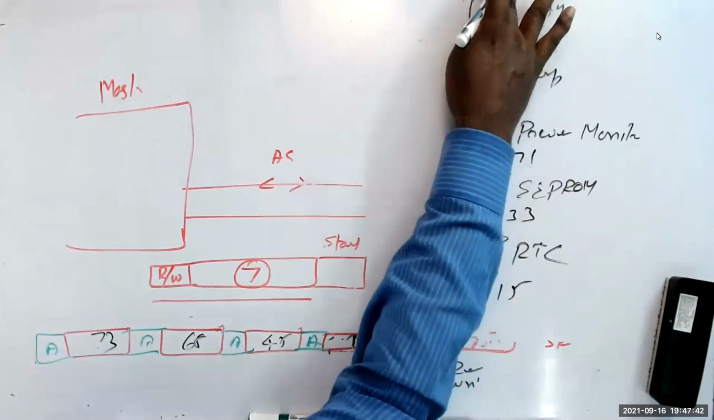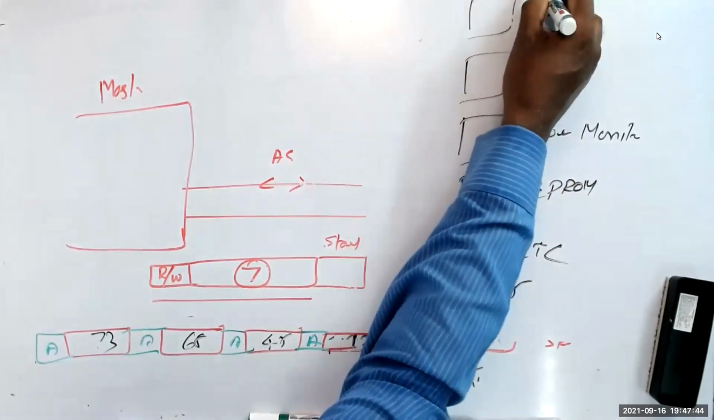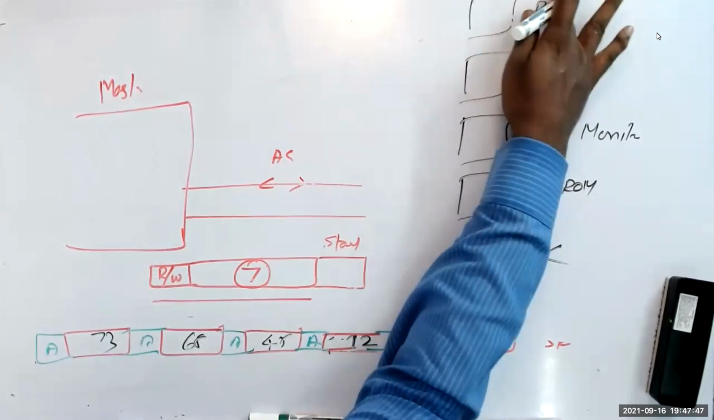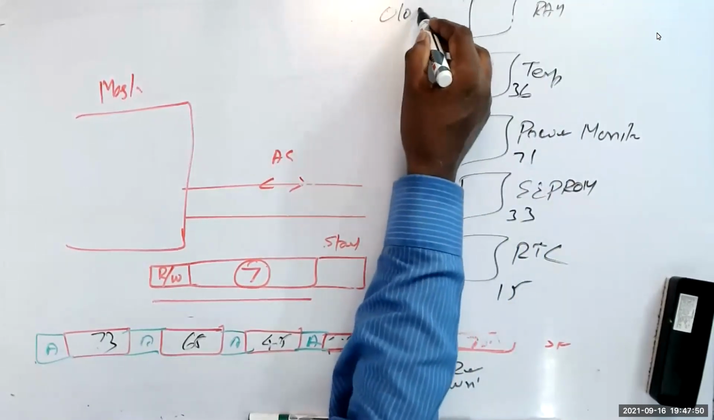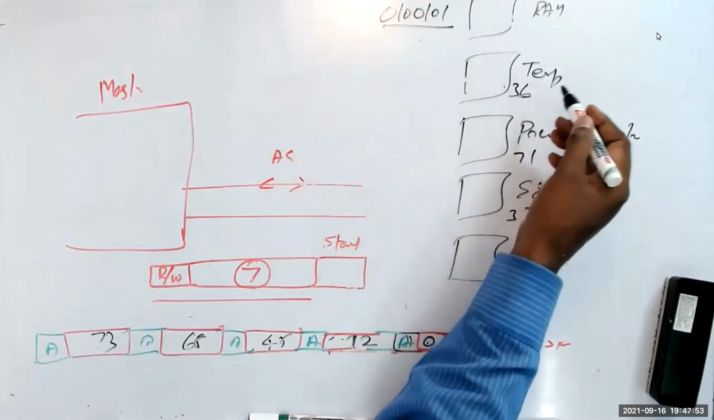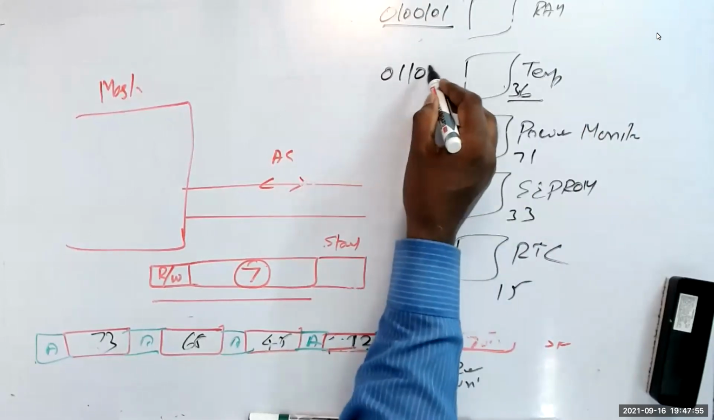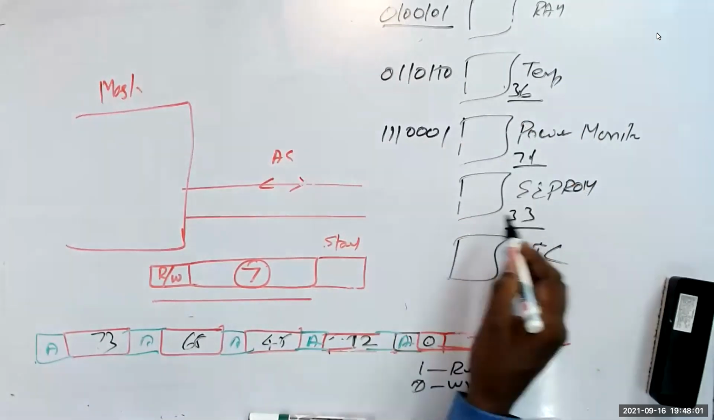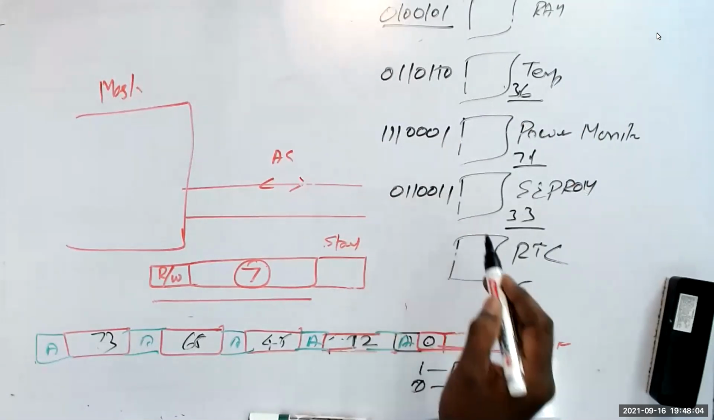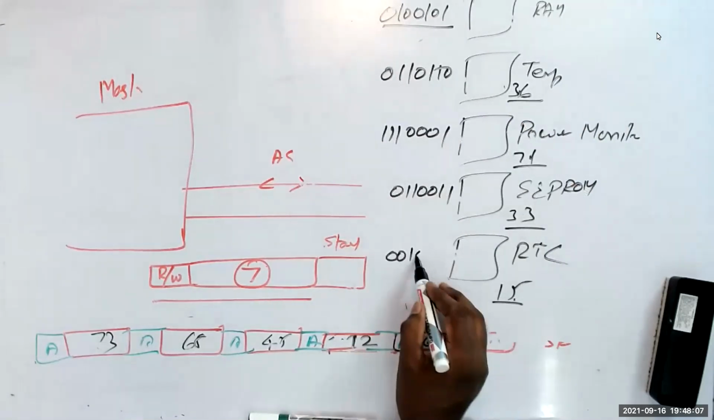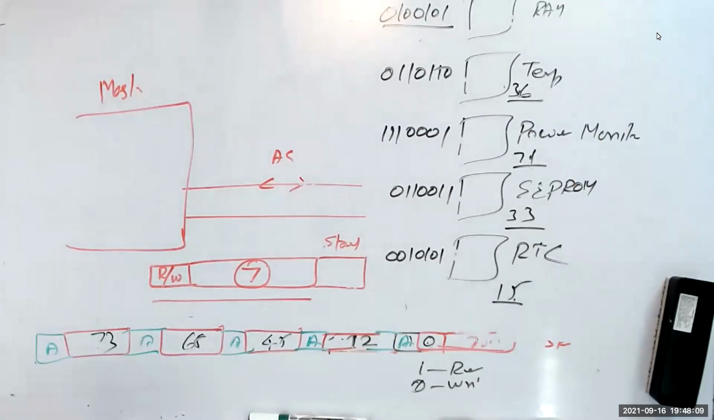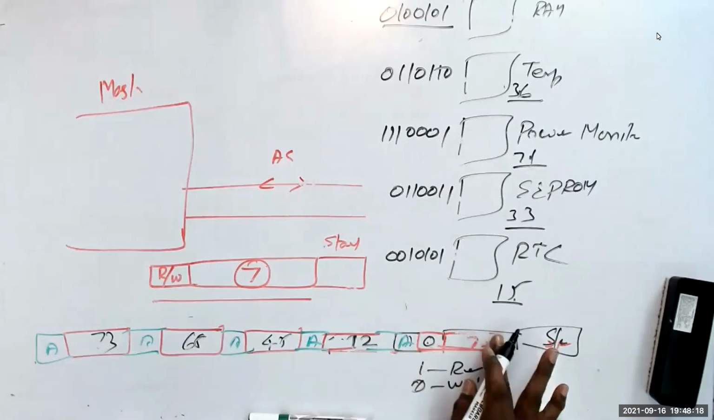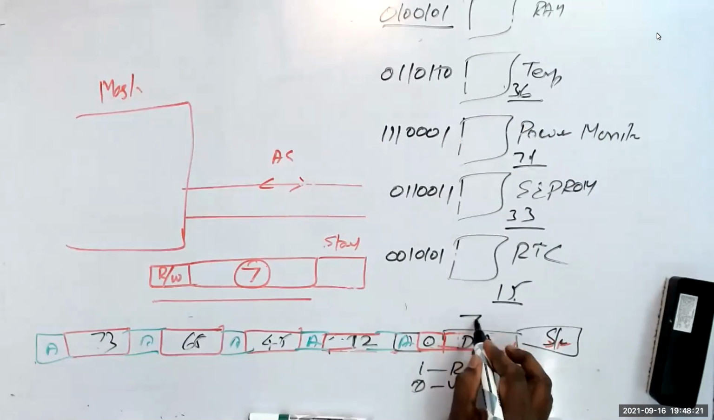That means 25 is 0, 1, 0, 0, 1, 0, 1. Sorry, I write it here: 0, 1, 0, 0, 1, 0, 1. And this guy, 36, is 0, 1, 1, 0, 1, 1, 0. 71 is 1, 1, 1, 0, 0, 0, 1. 33 is 0, 1, 1, 0, 0, 1, 1. 15 is 0, 0, 1, 0, 1, 0, 1. Now, this is fixed. After you send the start bit, this device address is always 7-bit.